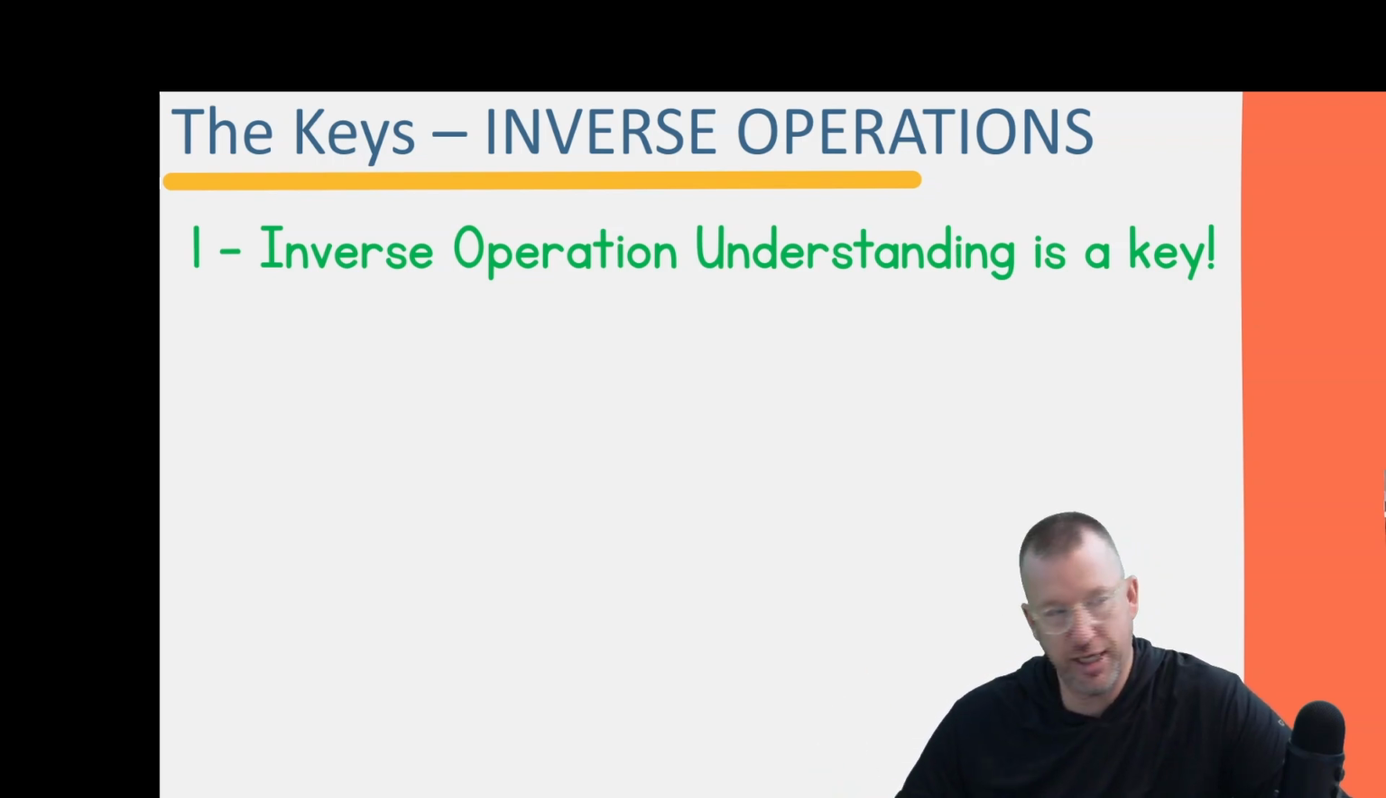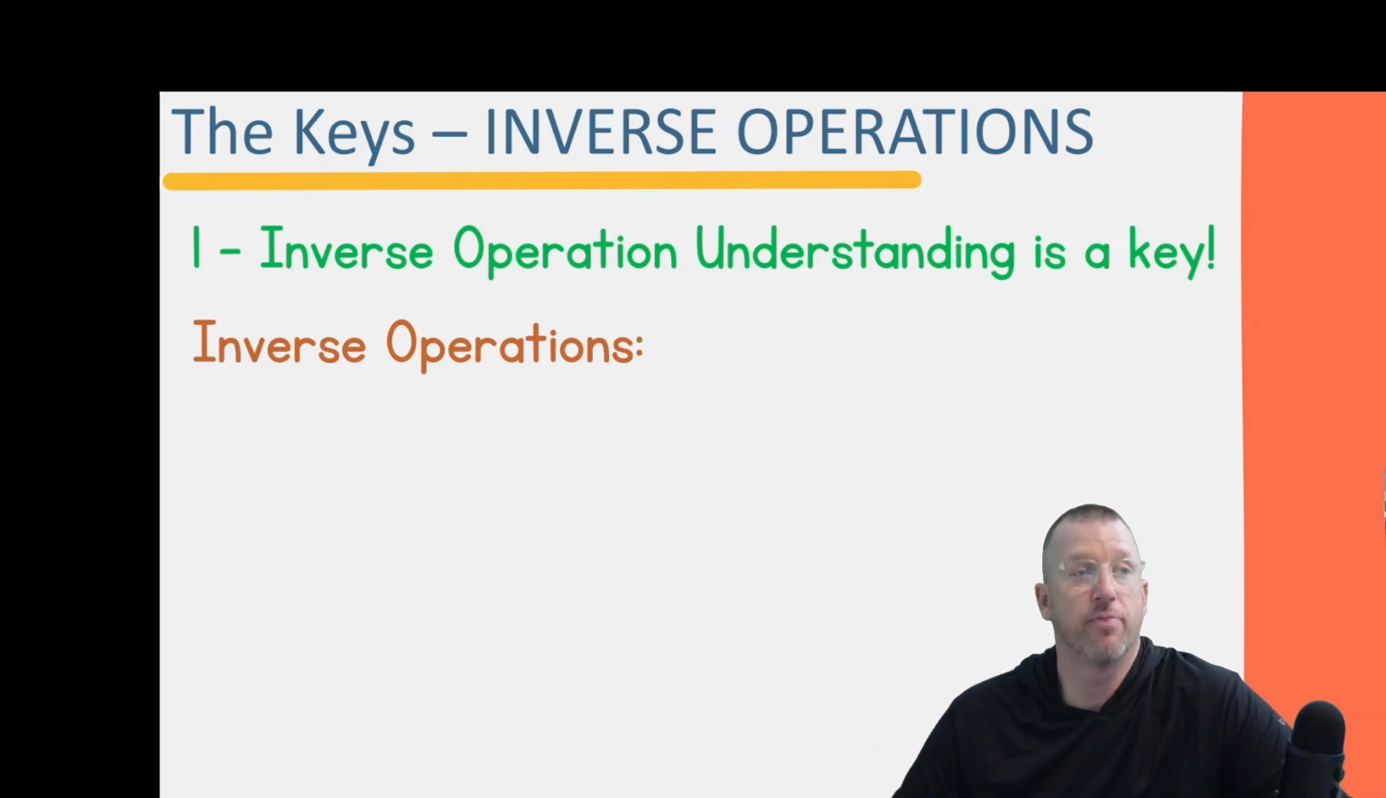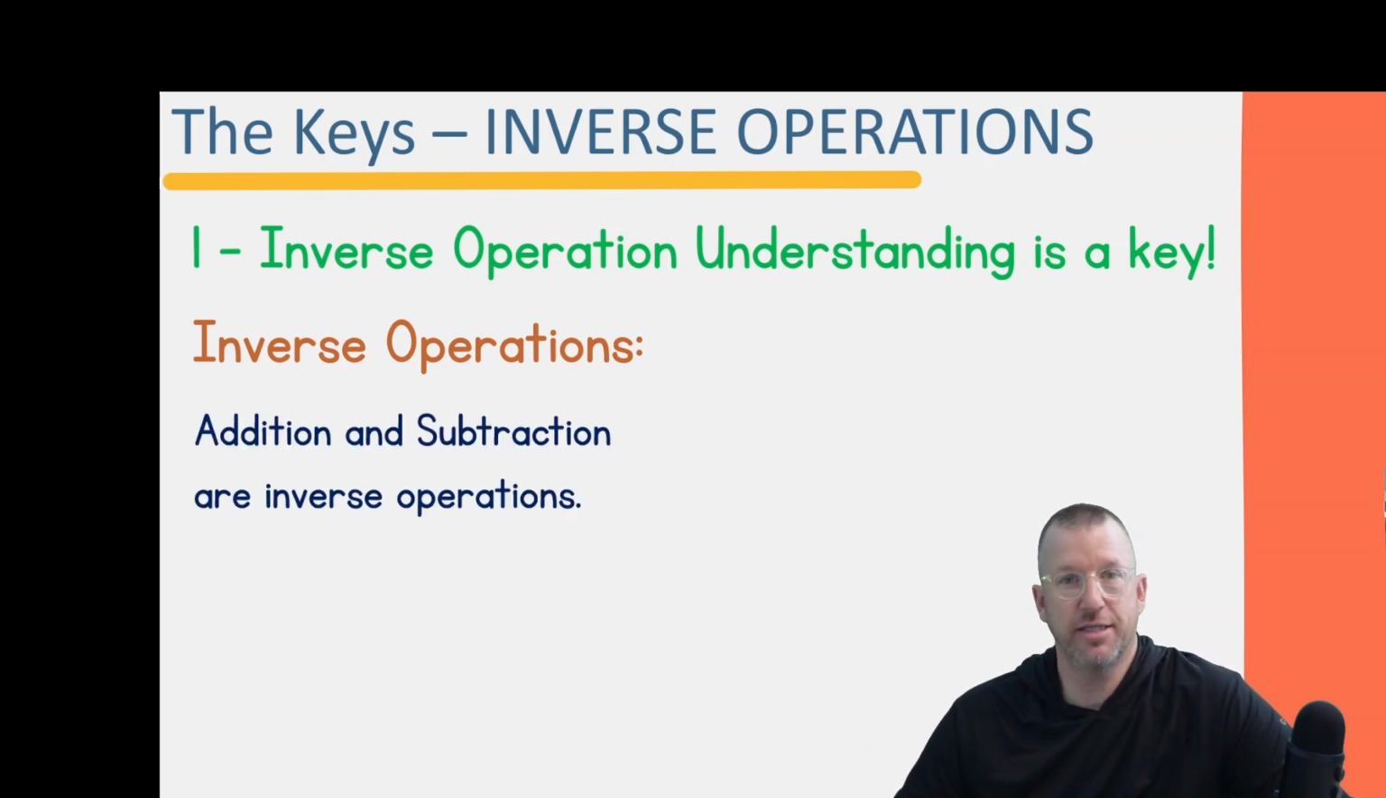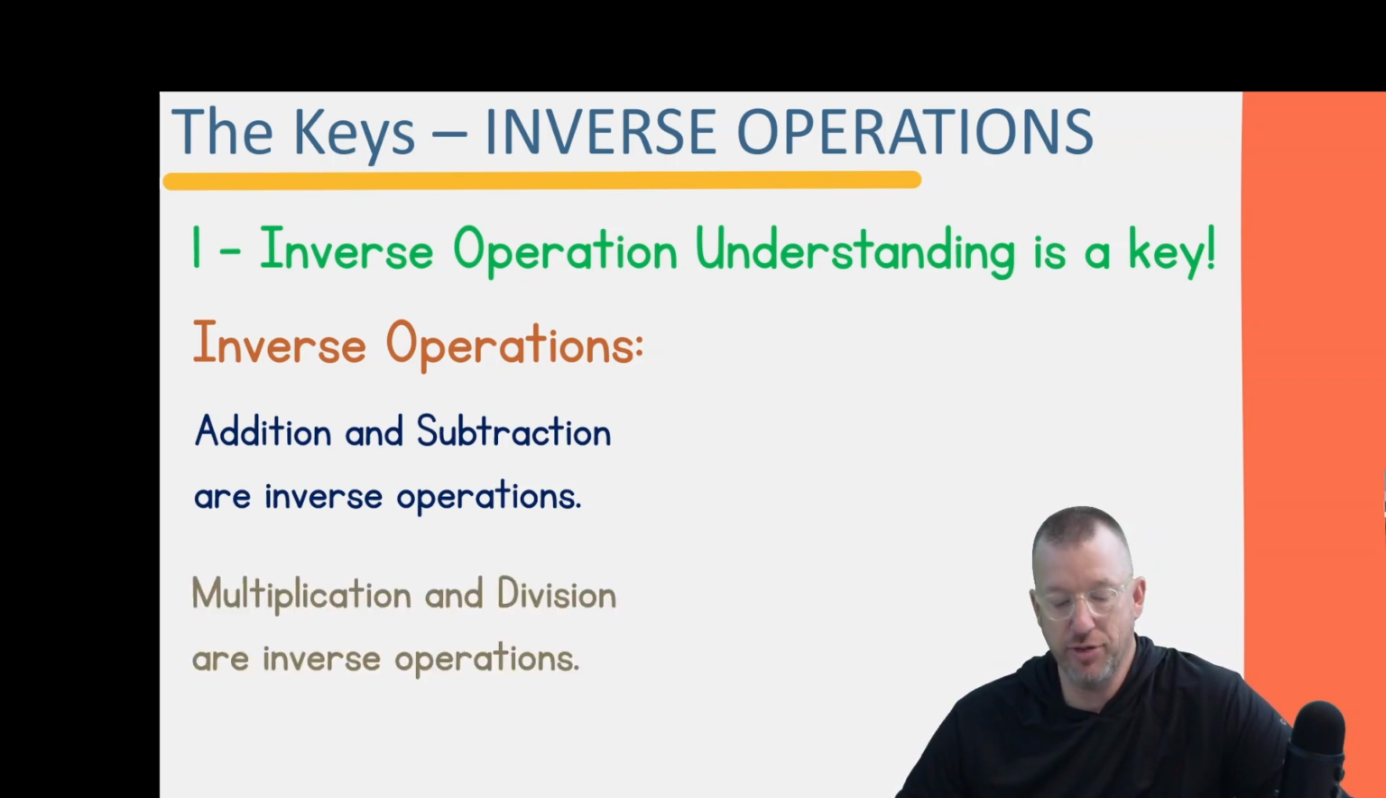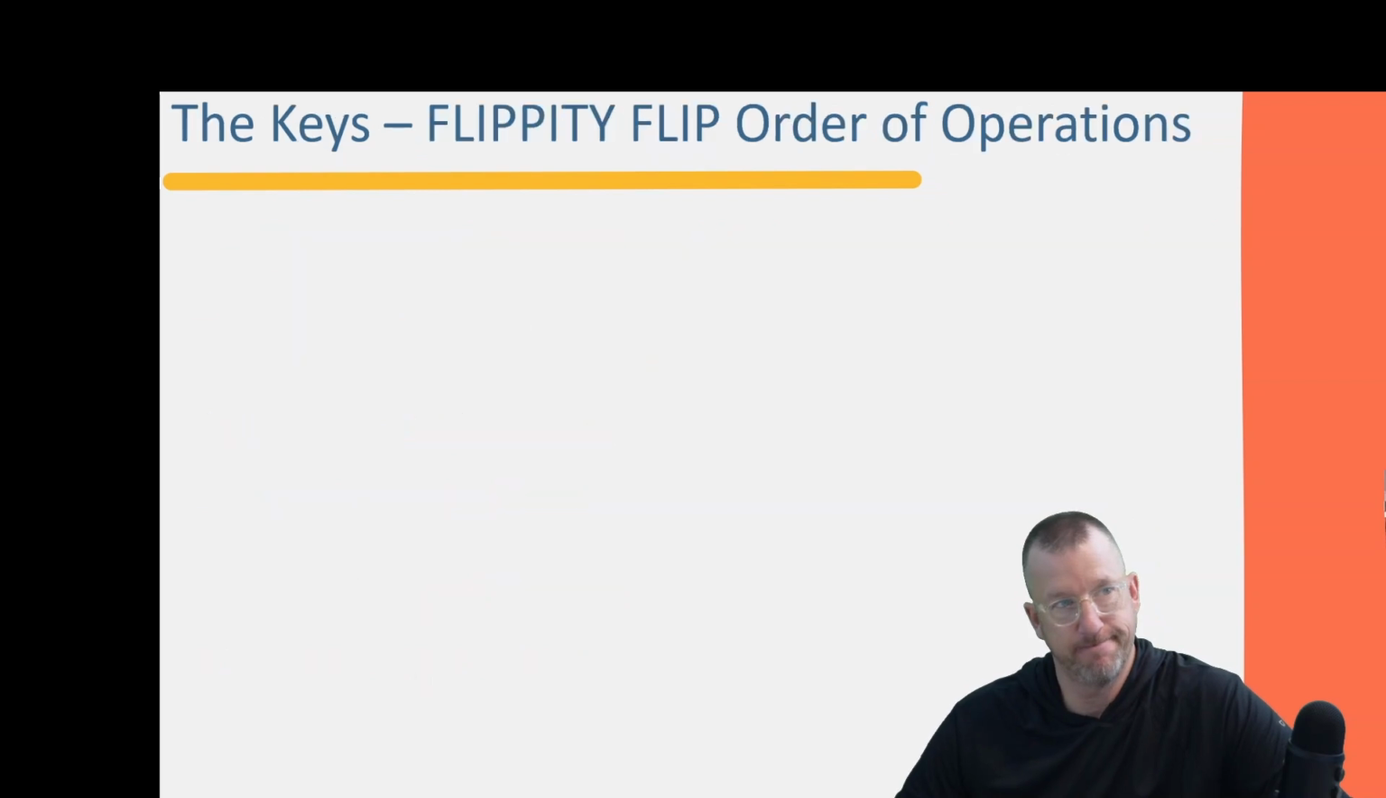All right, so the keys to understanding how to solve equations, the first one is inverse operations. You have to understand an inverse operation. So in other words, addition and subtraction are the opposite. Inverse means opposite. They are opposite of each other, so they are inverse operations. And you guessed it, multiplication and division are also inverse operations because they are opposite of each other, okay?